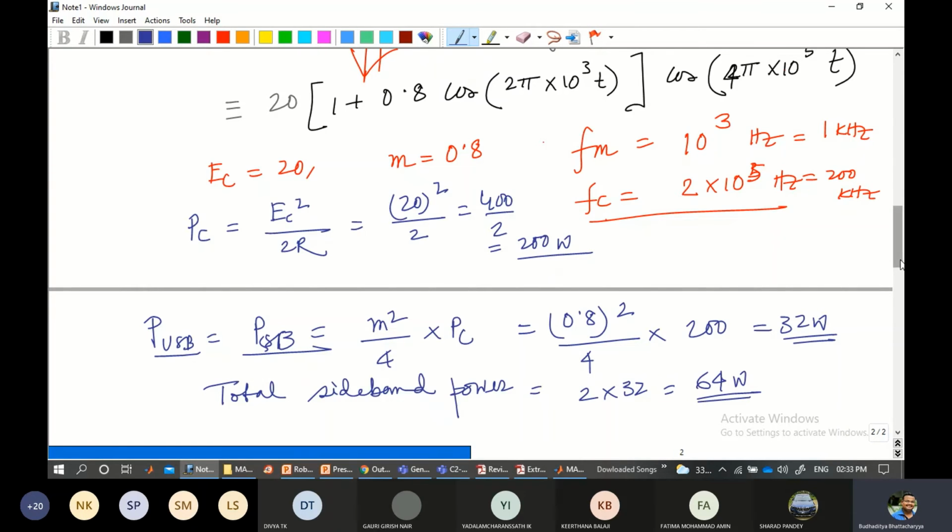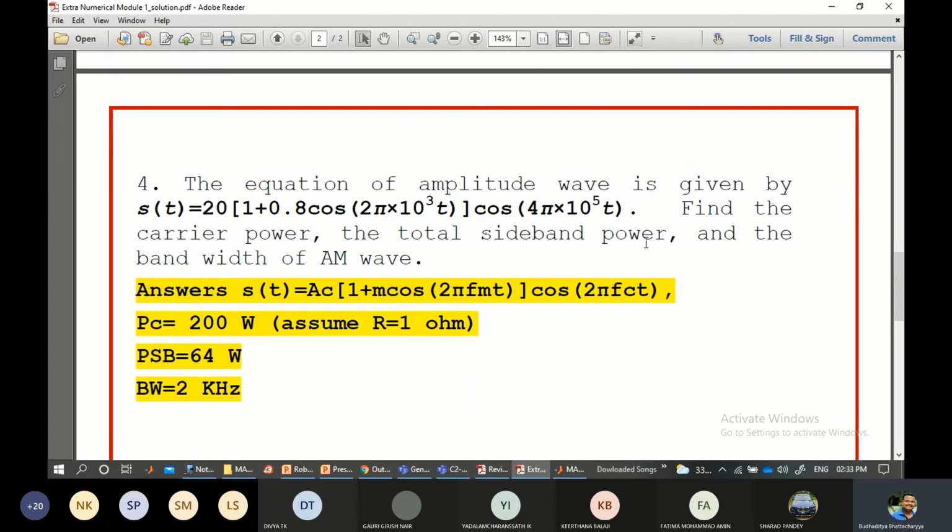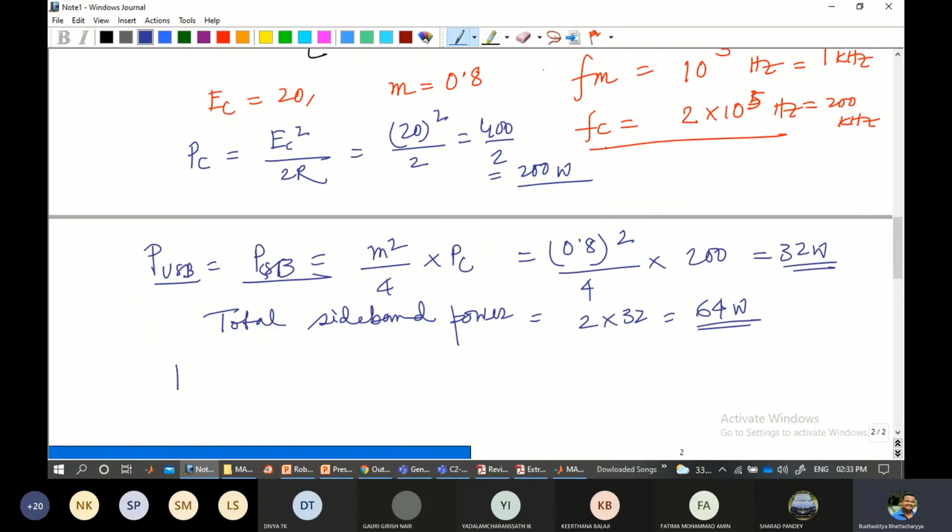Correct? So this is where a little imagination, the reading of the question, is very important. And finally, if you observe here, the bandwidth of the AM wave, which we already know. Can anyone tell me what is the bandwidth of an AM wave? 2 FM. 2 FM, correct. 2 into FM, and FM is already provided as 1 kilohertz. So basically, your bandwidth is 2 kilohertz.